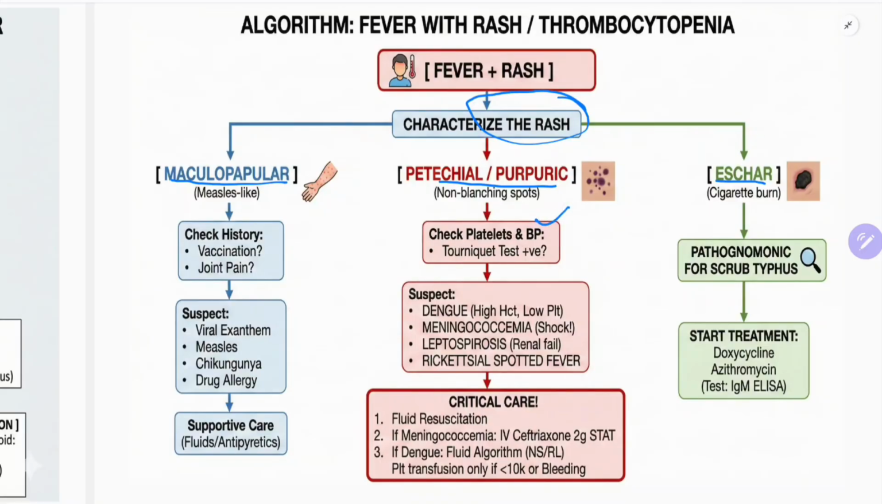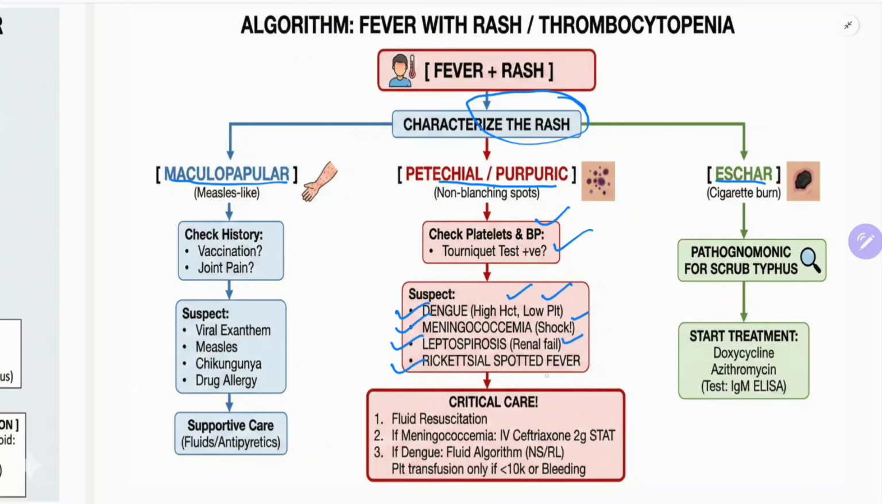Check the platelets and BP first. If the rash is petechial or purpuric, then check the platelets and BP. While testing the BP, you can have the tourniquet test positive. Okay. Suspect dengue. Okay. Suspect meningococcemia. So dengue will have high hematocrit and low platelets. Meningococcemia will have shock. Leptospirosis will have renal failure or liver failure.